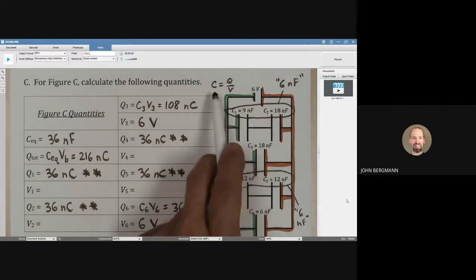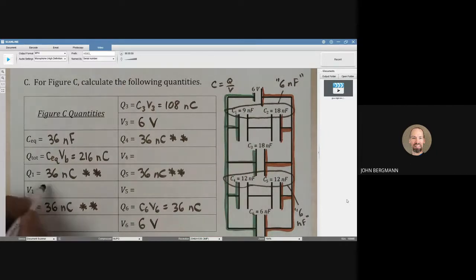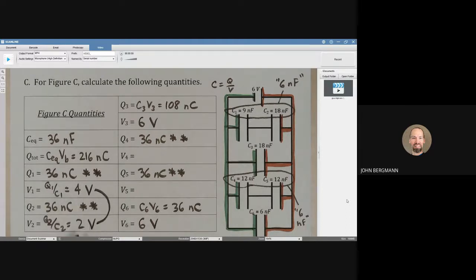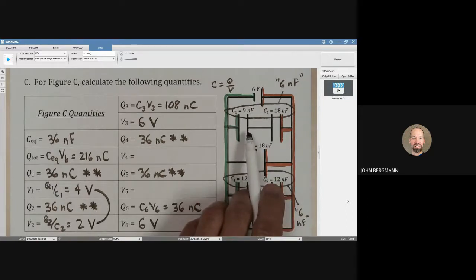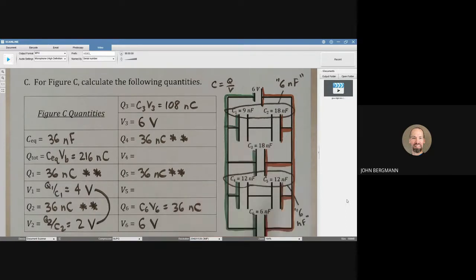V is equal to Q over C. So V1 is Q1 over C1. So that's going to be 36 divided by 9, 4 volts. V2 is going to be Q2 over C2. That's going to be 36 divided by 18, which is 2. Hey, look at that. You see that? 4 and 2. That's the voltage across here. 4 and 2. That gives us our total of 6.